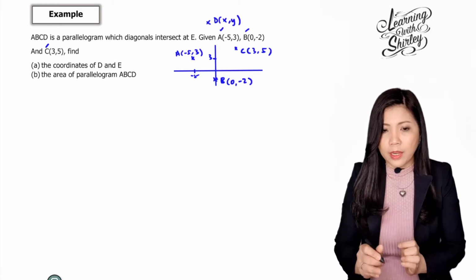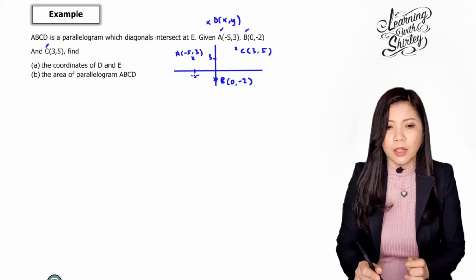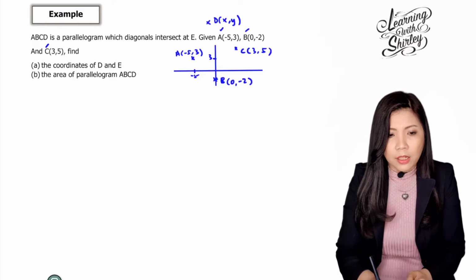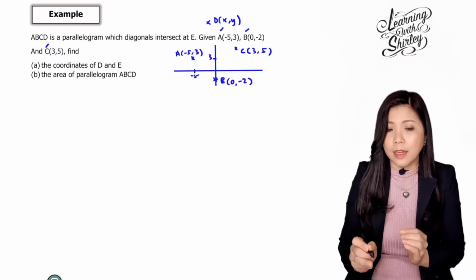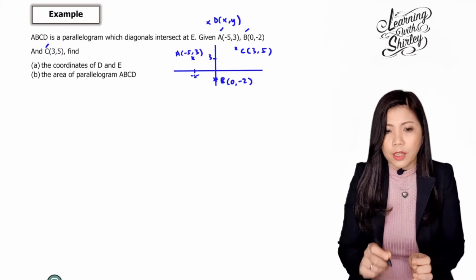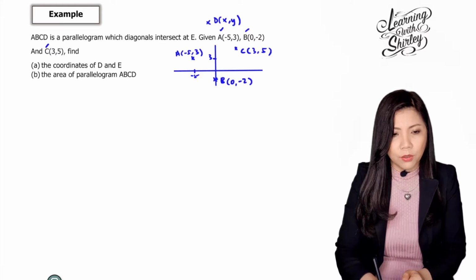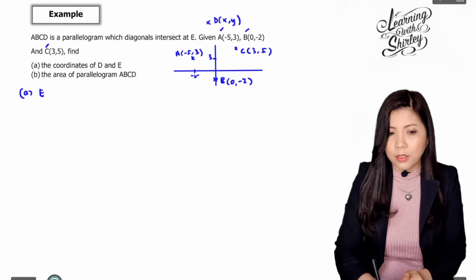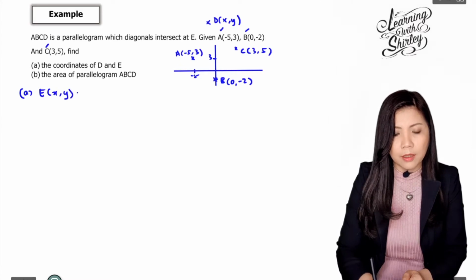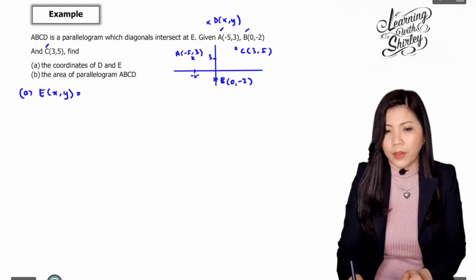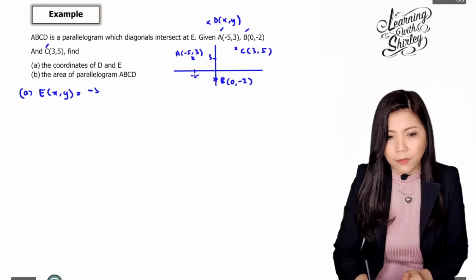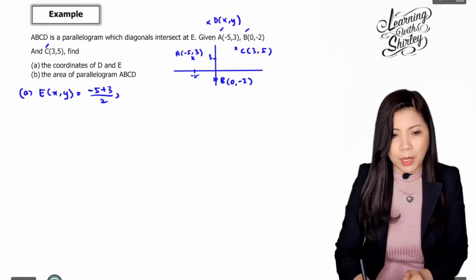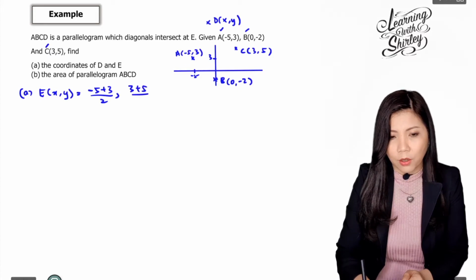I'm going to find the coordinate of E first, because they say that the diagonals intersect at E, which means E is somewhere in the middle. So I'm going to use the midpoint of AC to find the coordinate of E. Let E be (x, y). The midpoint of A and C will be (-5 plus 3) over 2, and then (3 plus 5) over 2.